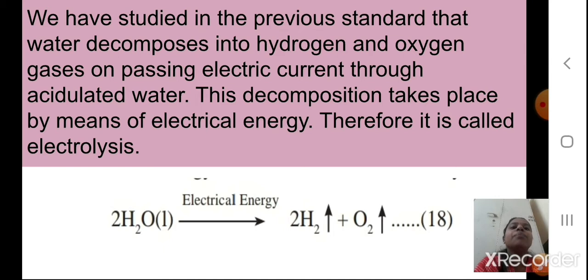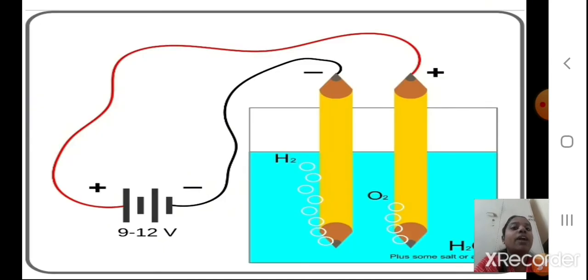Okay students, you can see here the diagram for the electrolysis. You can see the two yellow colored are the electrodes. At one electrode you will see hydrogen gas evolved. In another electrode you will see oxygen gas evolved. One is negative, one is positive, which is attached to a cell. Okay students, so I hope this part is clear to you.